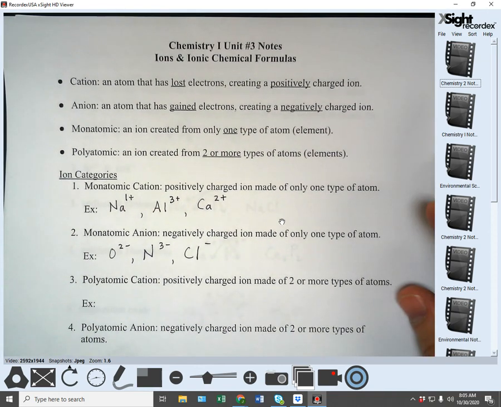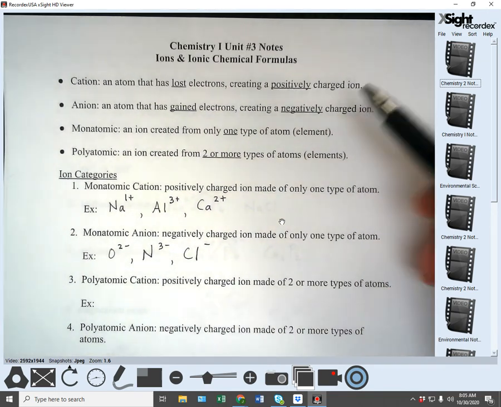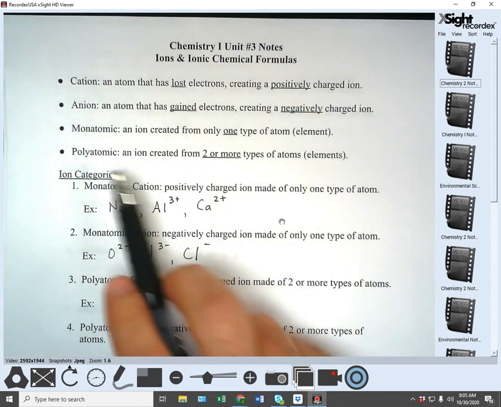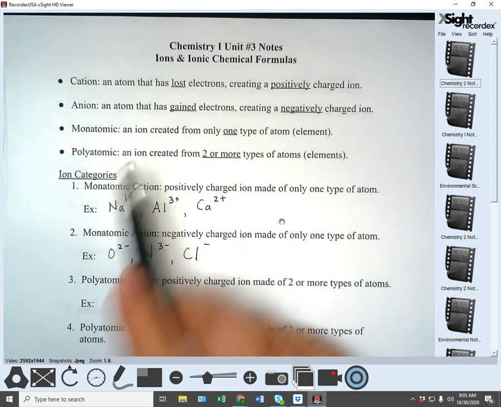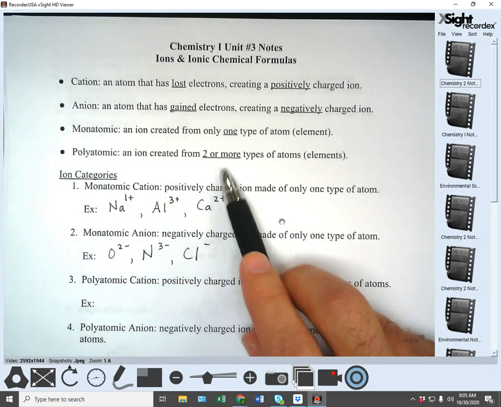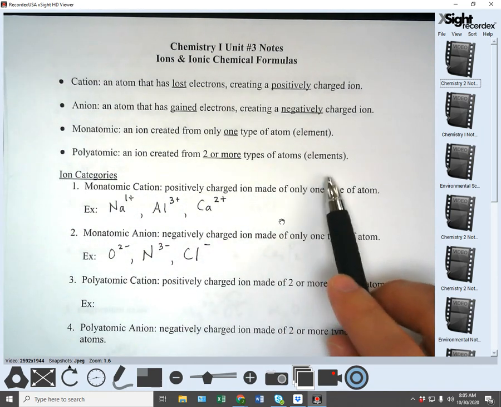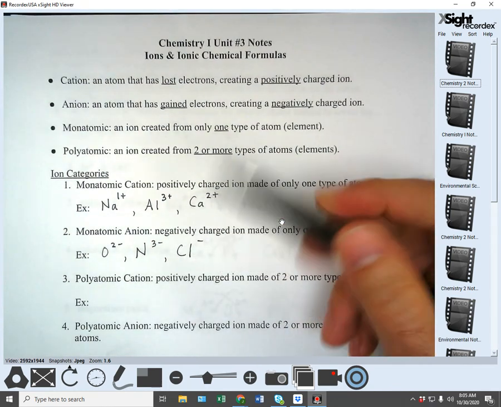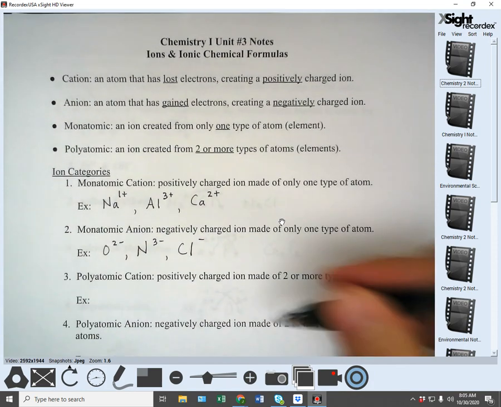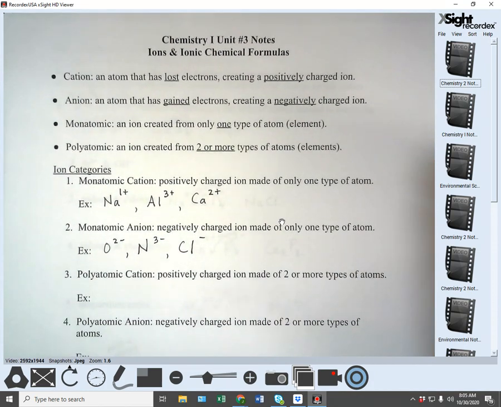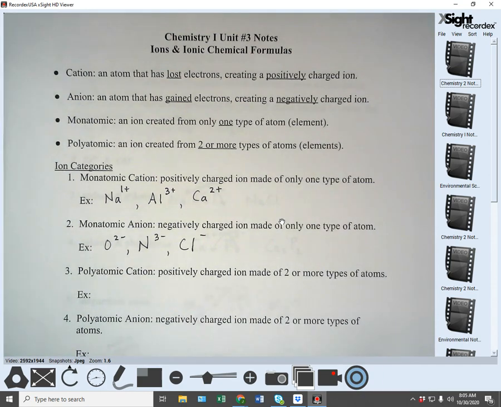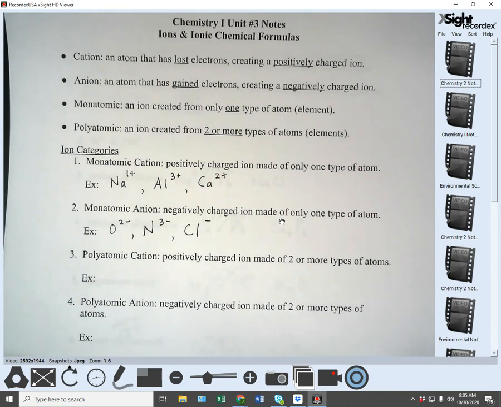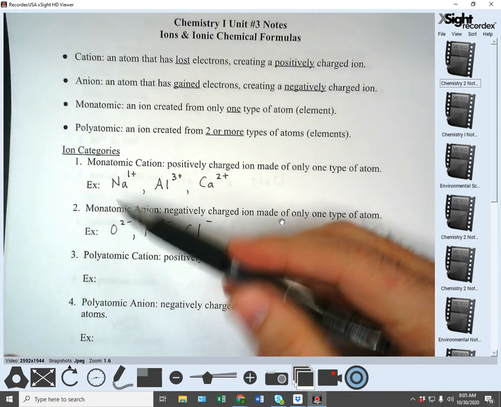The thing we're going to go over today is polyatomic ions. These are ions created from two or more types of atoms or elements. So instead of just one element, they've got multiple elements as one ion. So, examples.